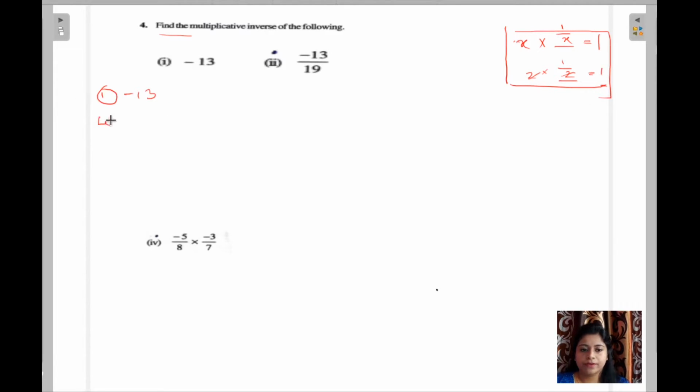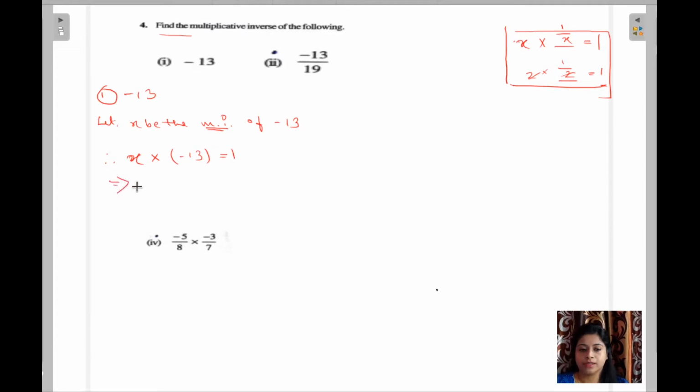So again we will do the same process. Let x be the multiplicative inverse, I am writing in short form, of minus 13. Then therefore we can write, x multiplied by minus 13 is equal to 1. Any number when we multiply it with the multiplicative inverse, we will get the answer as 1. So that's why we have taken x as the multiplicative inverse of minus 13. That's why x multiplied by minus 13 will be equal to 1.